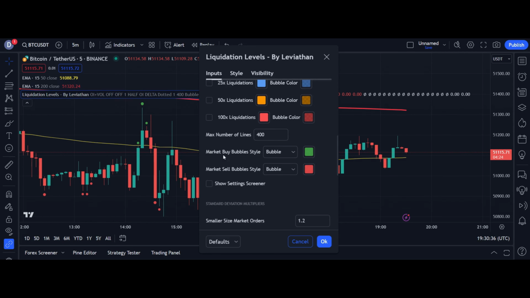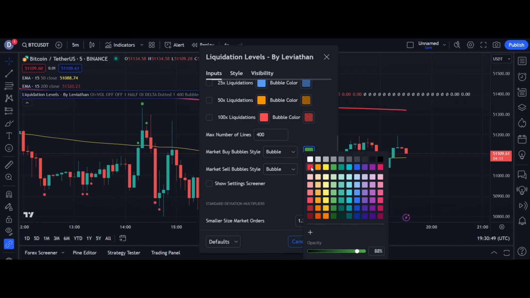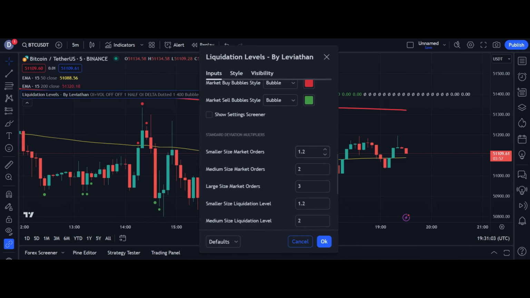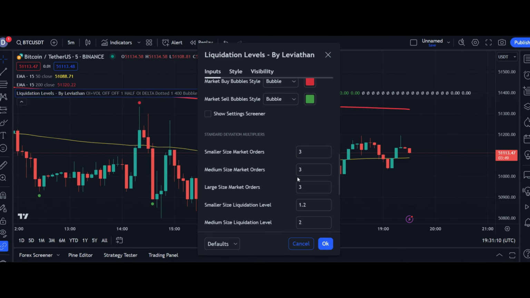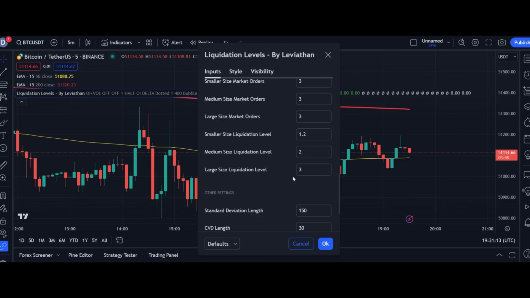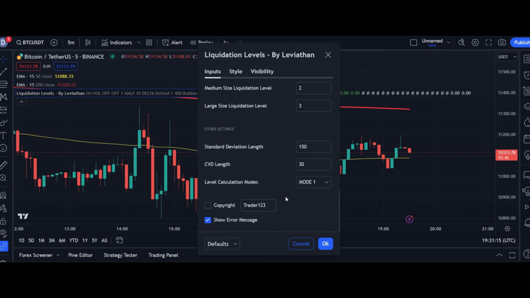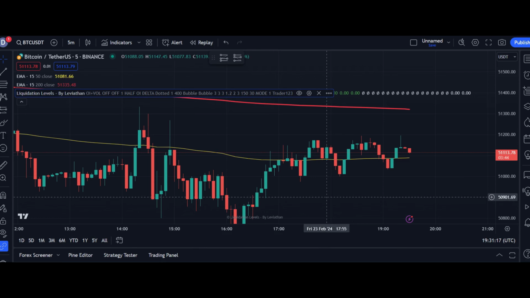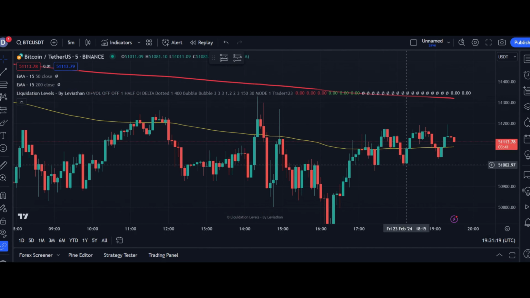In this section of settings, we will change the color to better represent what will be done at that moment, as the original settings were the opposite. Set the value to 3 for both smaller size market orders and medium size market orders. Leave the other settings unchanged and confirm. The indicators are set, and now let's illustrate examples based on which trades will be entered.